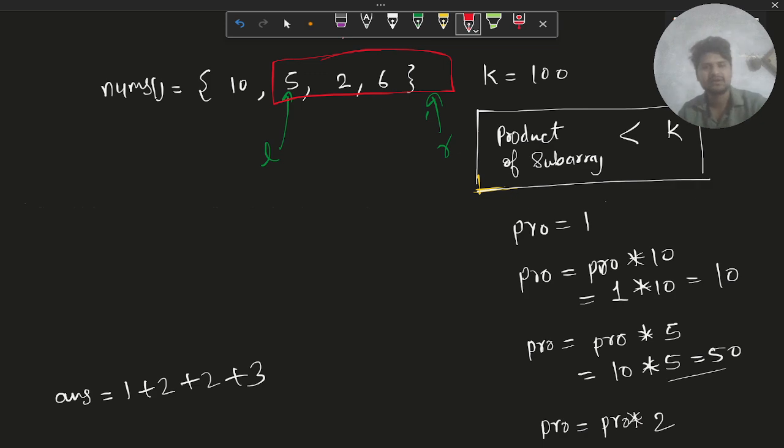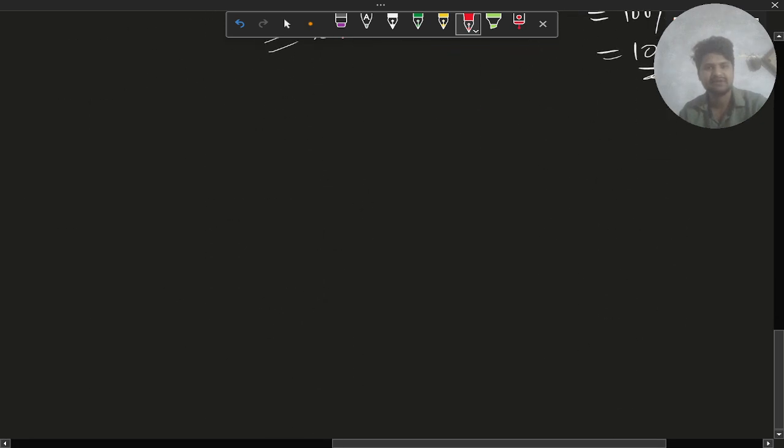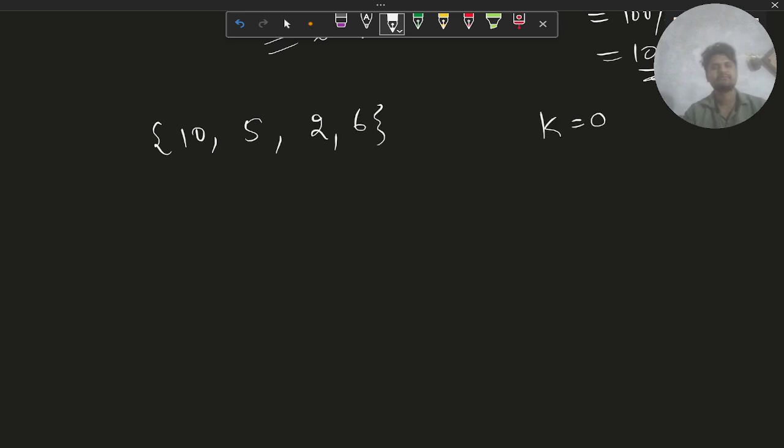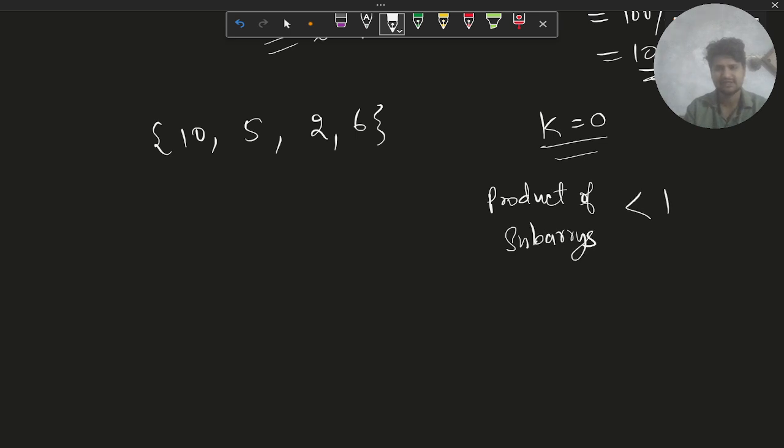And one more edge case we have to discuss. Let's say we have 10, 5, 2 and 6. If we have k equal to 0, that means we have to find subarrays whose product is less than k.